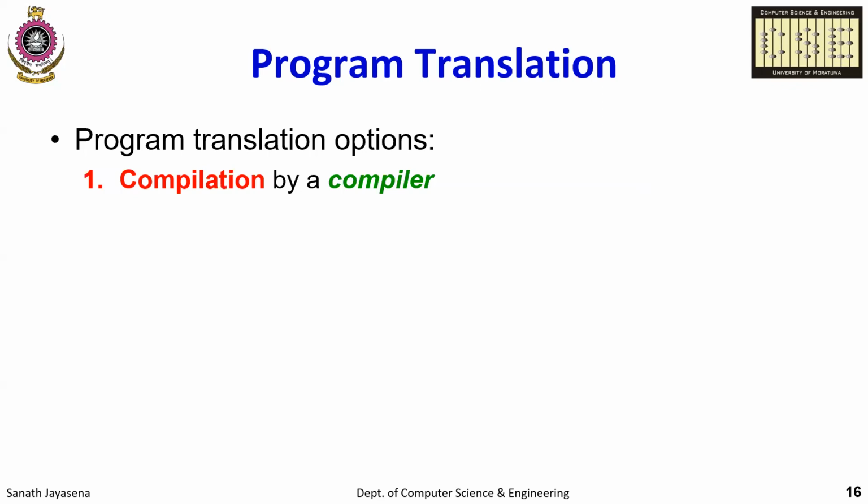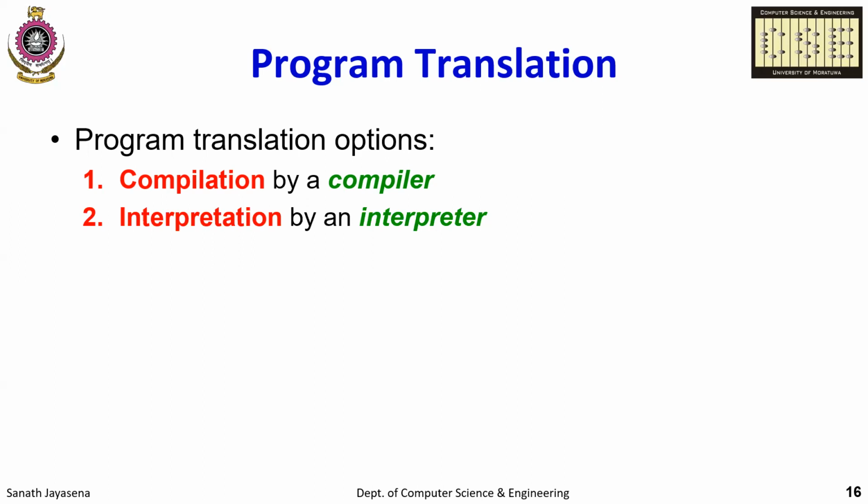One is called compilation, and that is done by a translation system, which is actually a piece of software, right? A software called a compiler. Compilation by a compiler. And the second option is with a piece of software called an interpreter. So that task is called interpretation. Now, what does this mean actually? What is the difference between compilation and interpretation?